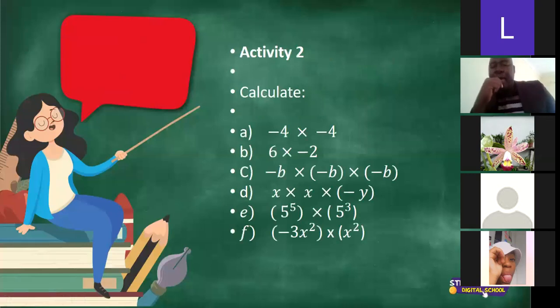Right. Now we have got activity 2, where we simply need to calculate those expressions. You've got algebraic expressions. You also have just pure numbers, integers. We've got A up to F. I want us to start with A. Can I get a hint? -4 times -4 as an algebraic expression.